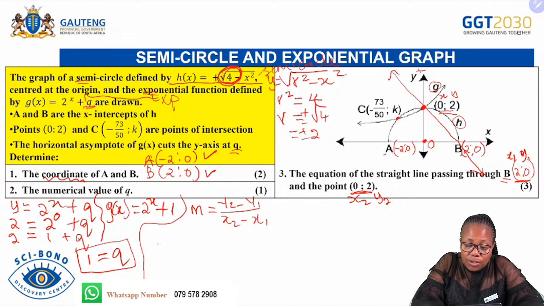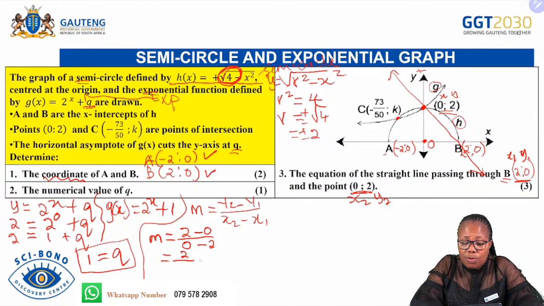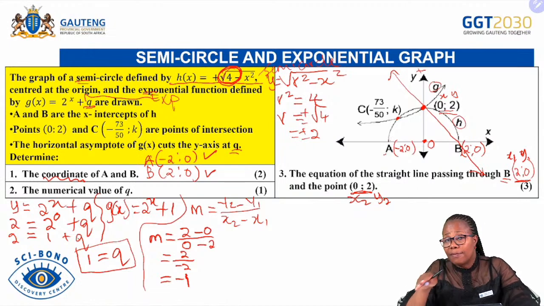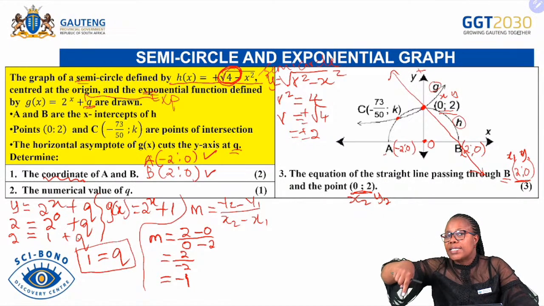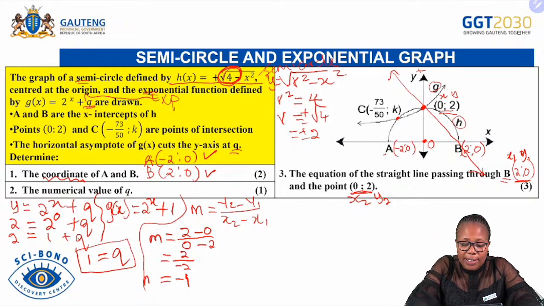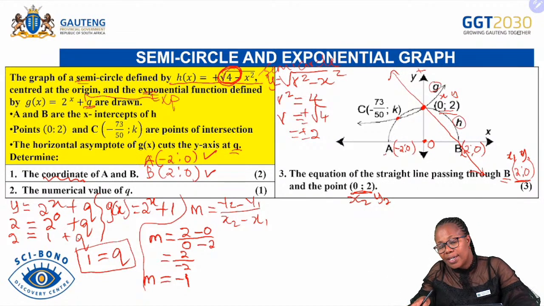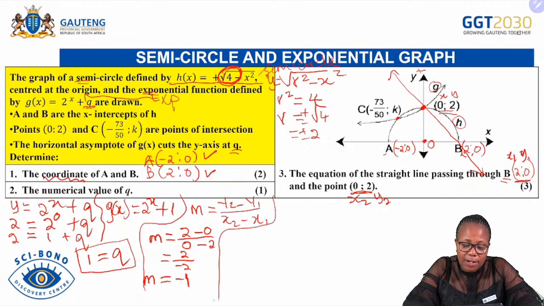Let's now substitute. We have m equal to what is y2? 2 minus y1, 0, over x2, 0, minus x1, 2. So this is giving us 2 minus 0, which is 2, over 0 minus 2, which is minus 2. So our gradient is negative 1. Always relate your answers to the graph. As you can see, it's a decreasing function. That is why our gradient is negative, because the graph is decreasing, grade 12. So we are 100% correct.